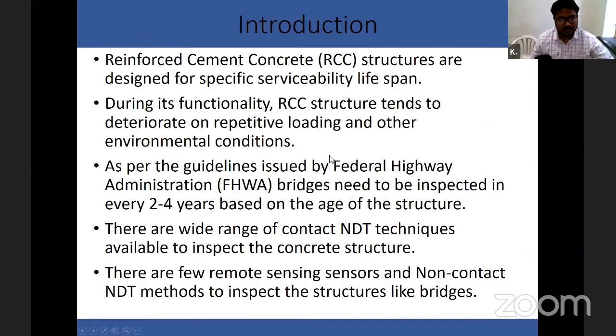Coming to the introduction, RCC structures are designed for a specific serviceability lifespan. During their functionality, they deteriorate under repetitive loading and environmental conditions also. As per the guidelines issued by the Federal Highway Administration, a bridge needs to be inspected every 2 to 3 years based upon the age of the structure. For inspection, there is a wide range of contact NDT techniques, but there are only a few remote sensing sensors and non-contact methods to inspect the structures.